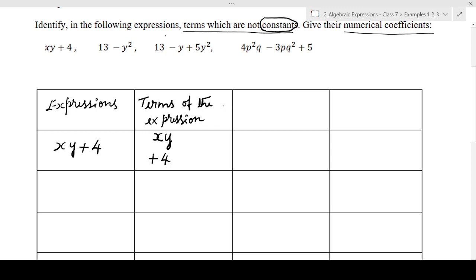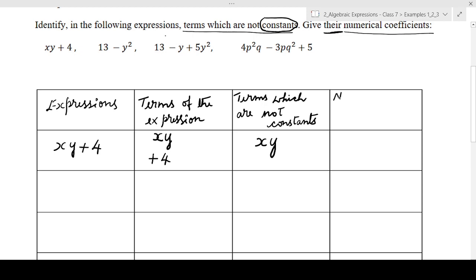So in the third column, let us find out the terms which are not constants. Okay? So out of these two terms, xy and plus 4, xy is not constant. Plus 4 is constant. Okay, and then they've asked to give their numerical coefficient. We have to give the numerical coefficient of the terms which are not constant.